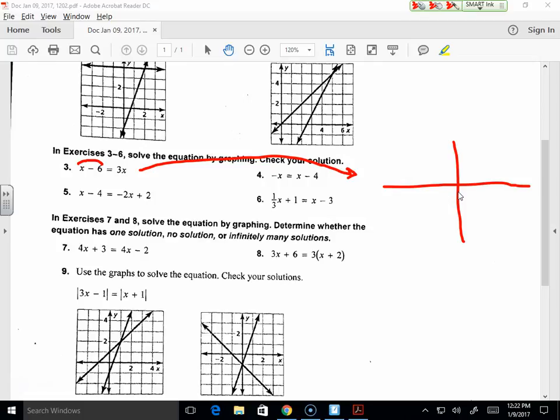Now, hold on. In numbers 1 and 2, how many graphs were there that you were looking at? How many lines? 2 of them. So we need 2 lines. There you go. We need 2 lines and we need an intersection. It's pretty close. You're doing a good job.